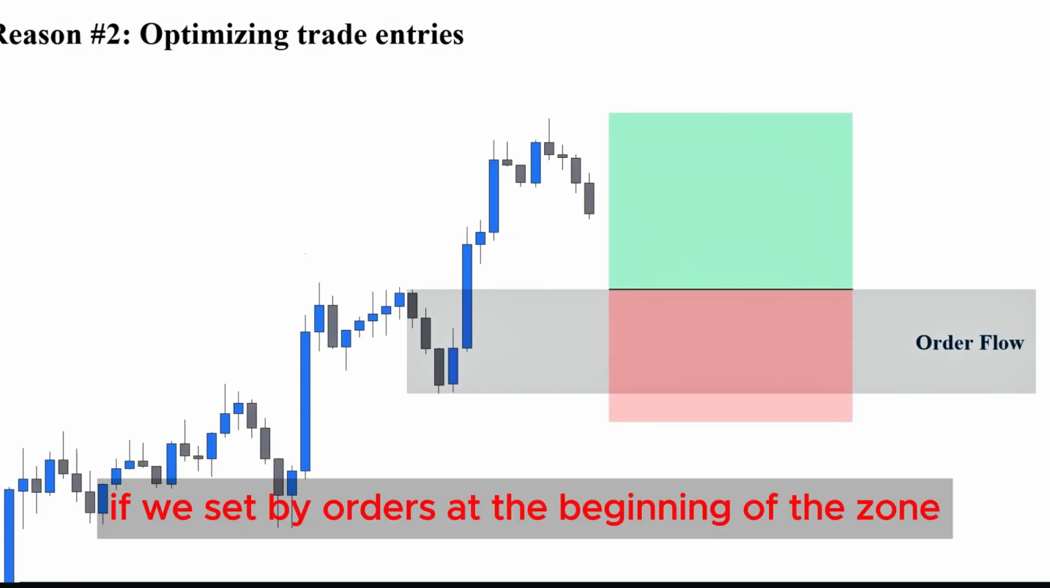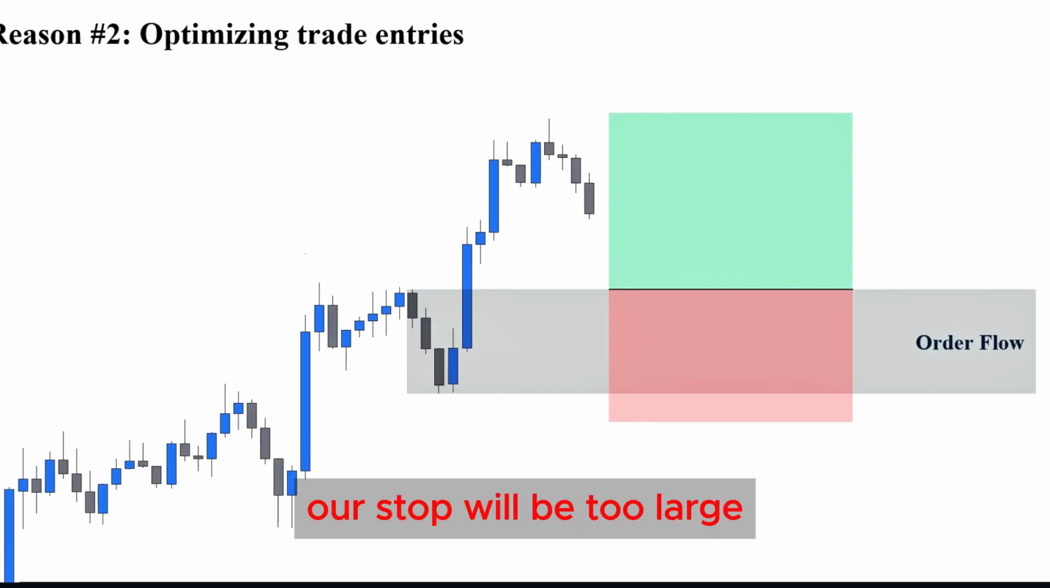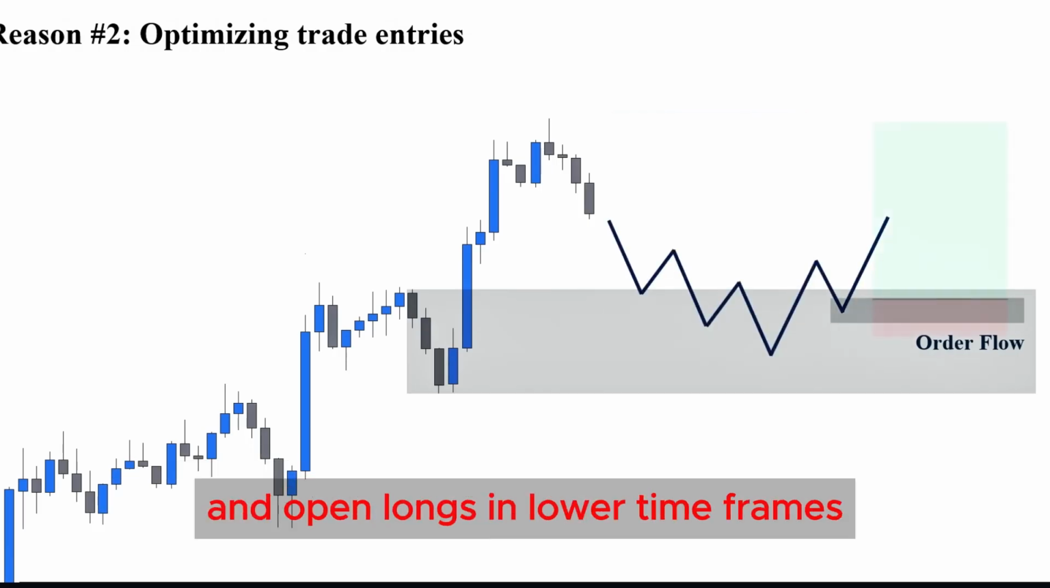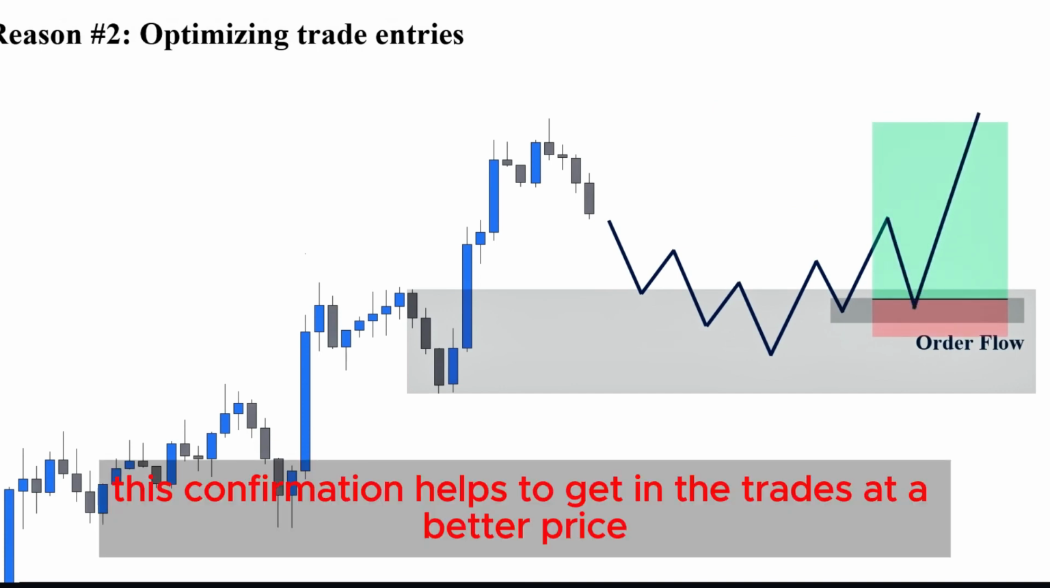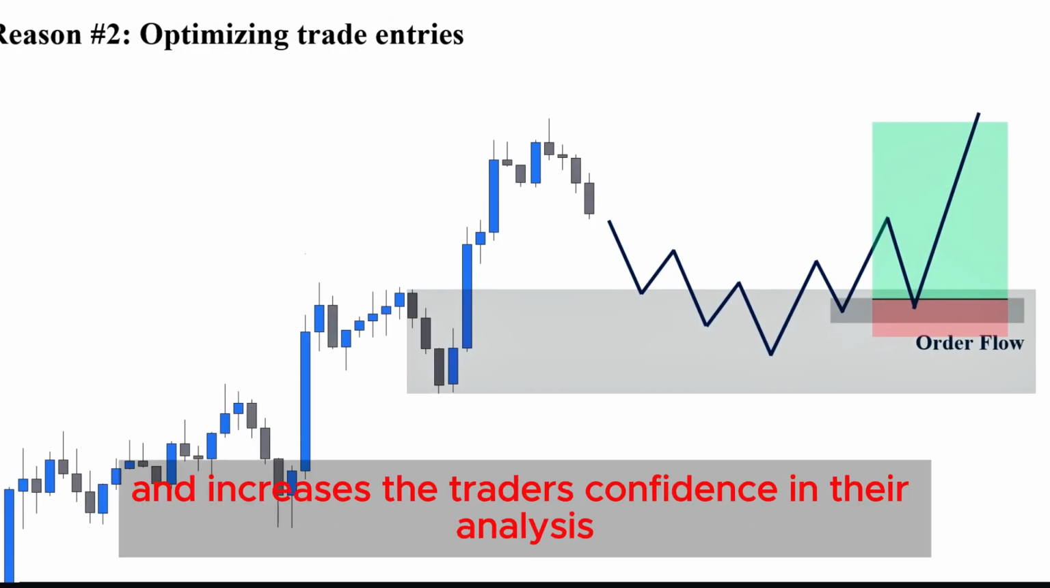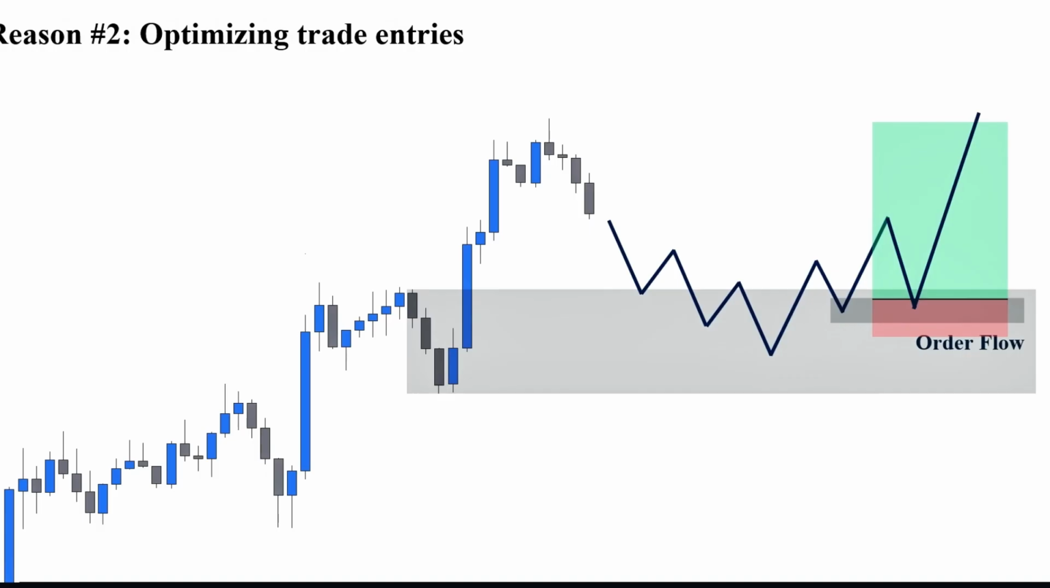If we set buy orders at the beginning of the zone, our stop will be too large. So an optimal way to trade is to look for confirmation and open longs in lower time frames. This confirmation helps to get in the trades at a better price, reduces the likelihood of false signals, and increases the trader's confidence in their analysis.